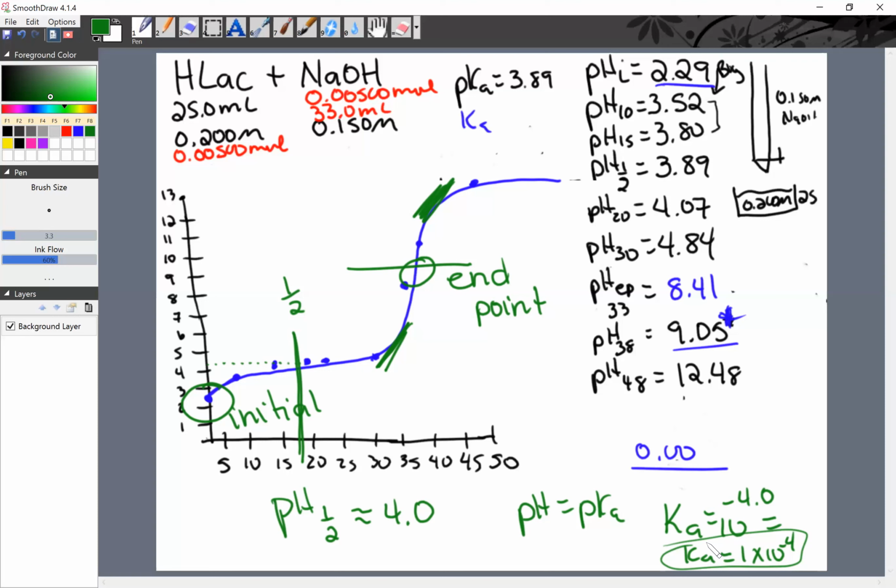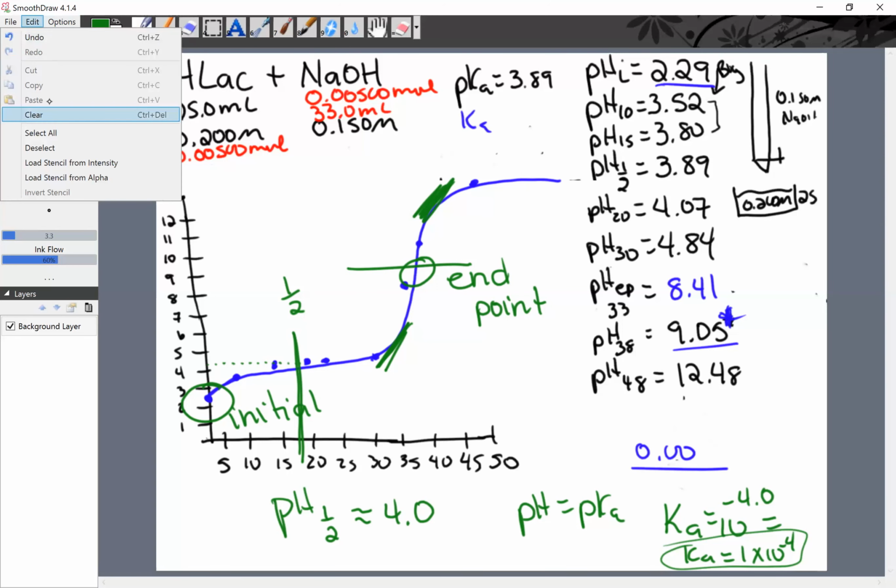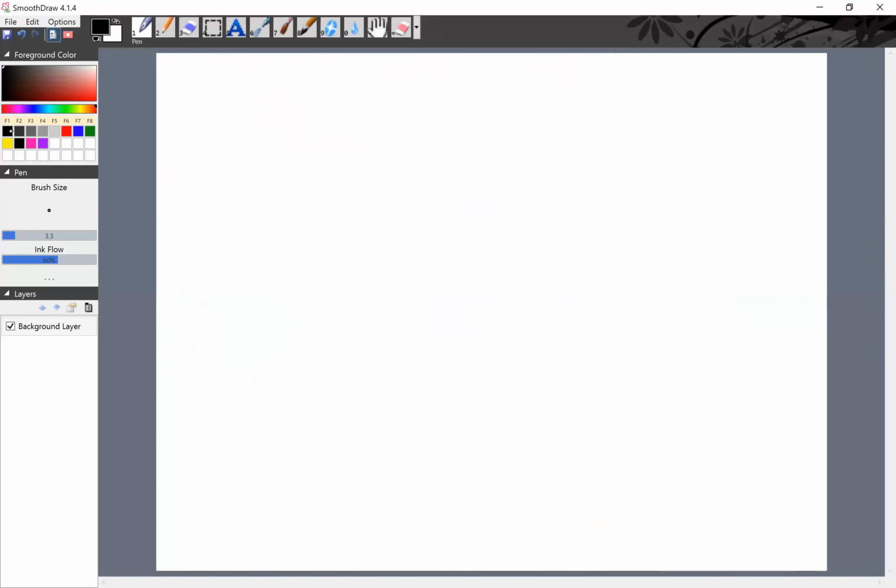Okay. All right. Let me show you a weak base. We'll just use ammonia, and we will take 25 mils of a 0.1 molar ammonia. And what would you add to a base? You'd add an acid, a strong acid. Which one? I don't care. HCl, HBr. Okay, I'll just say HCl. And again, I'll make it different. Nope. You know what? I'm going to make it the same.